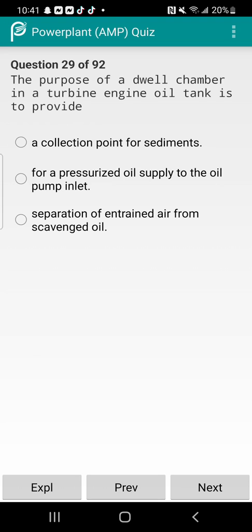The purpose of a dwell chamber in a turbine engine oil tank is to provide separation of entrained air from scavenged oil.